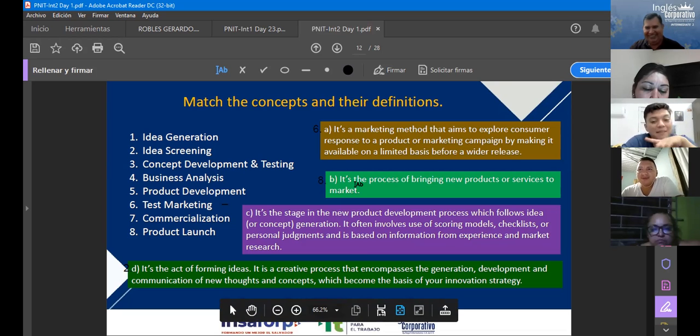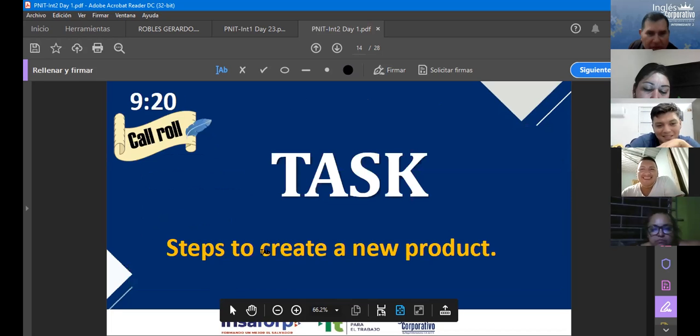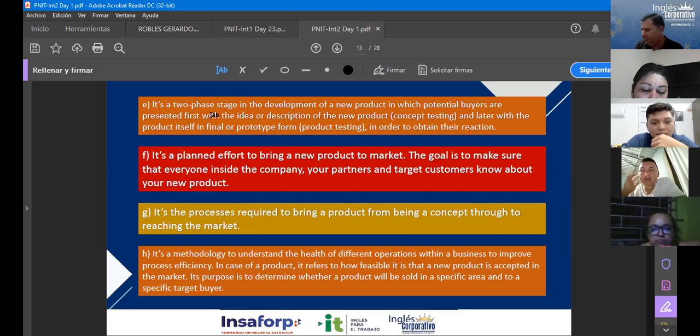Maybe the letters A and B are right. The 6A and 8B. Okay, by the number. Let's check the next. Spring. It's a two-phase change in the development of a new product in which potential buyers are presented first with the description of the new product, and later with the product itself in final or prototype form, testing in order to obtain the reaction.